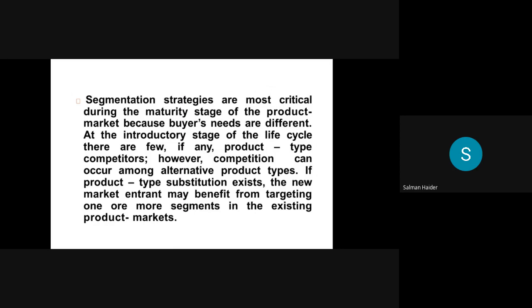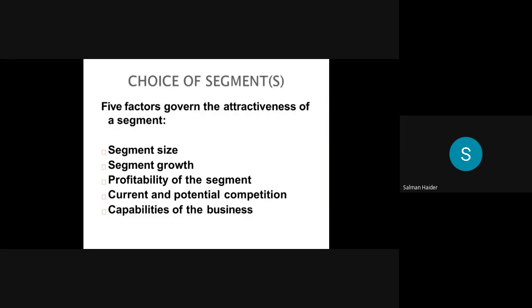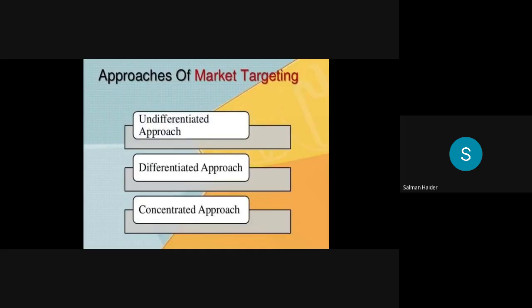So increasing the growth for that particular product will only take place depending on what kind of strategies the marketers are using. उसके बेसिस पर ही आपकी segmentation strategies को हम design कर पाएंगे. Now, what will be the choice of the segments? There would be 5 factors which will govern the attractiveness of a segment. One is segment size, the other is segment growth, profitability, current and potential competition, and capabilities of a business.